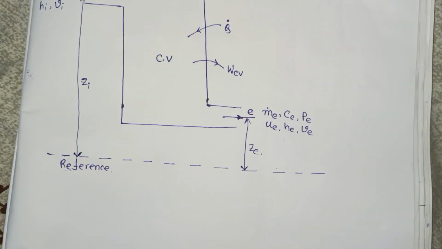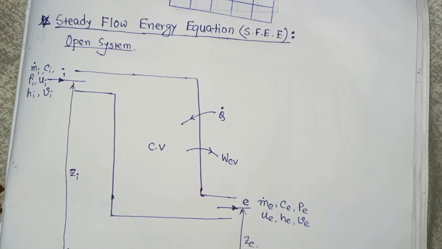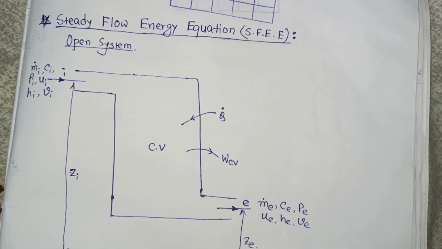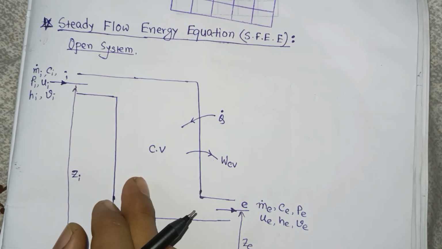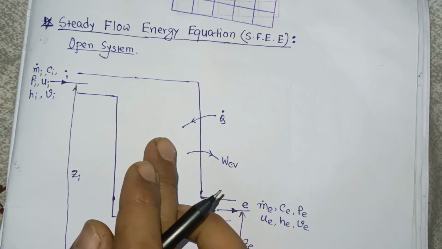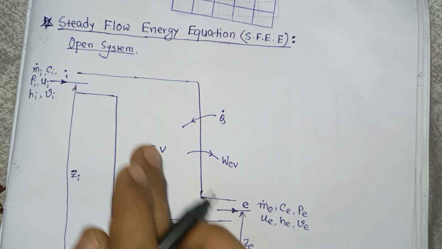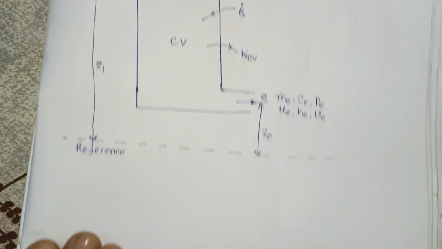Now we will derive the steady flow energy equation. What is steady flow? A flow is said to be steady when there is no accumulation of mass or energy inside the control volume. If there is no accumulation of mass or energy inside the control volume, this is known as steady flow.